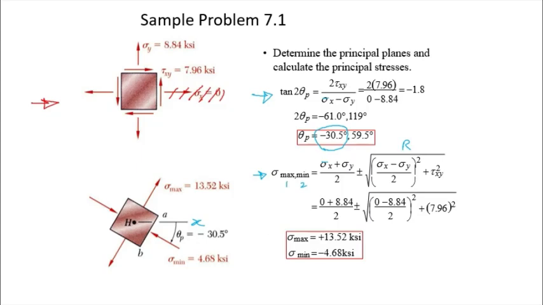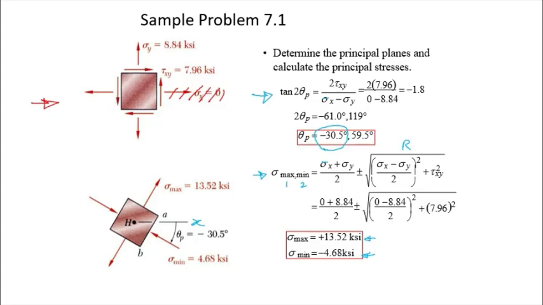Therefore, if we replace the values inside the equation and solve, we get sigma max is 13.52 kilopounds per square inch, and sigma min is minus 4.68 kilopounds per square inch. Okay, that is the minimum stress. And then we can put it on the stress element. However, remember I told you, you should not just assume that on this plane it is negative, the smaller value, the minimum value, and on this plane is the larger value.